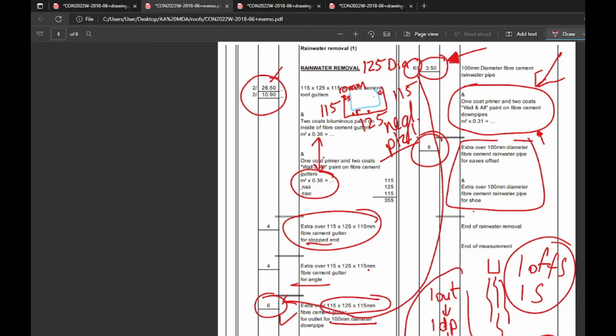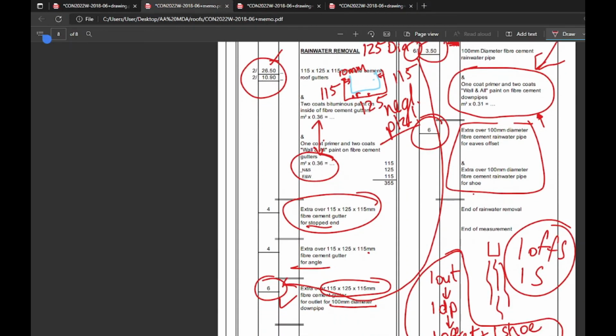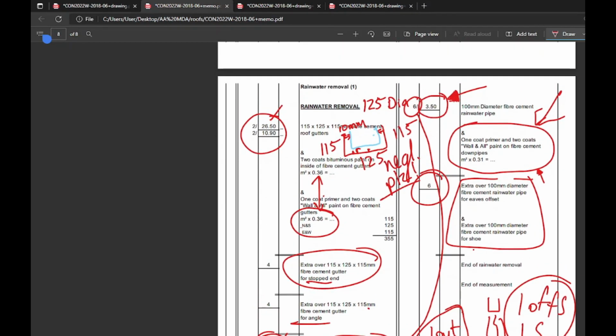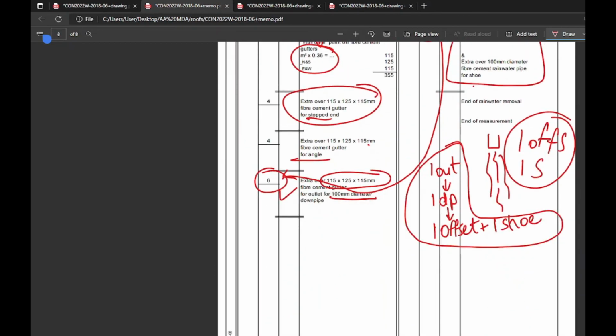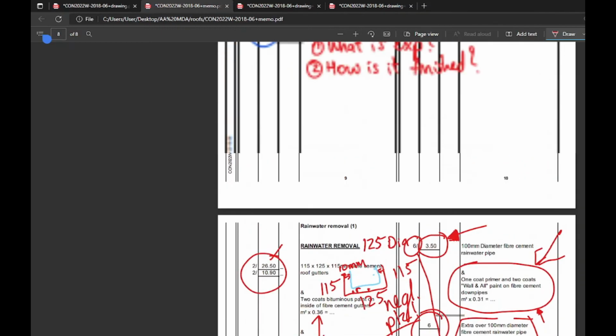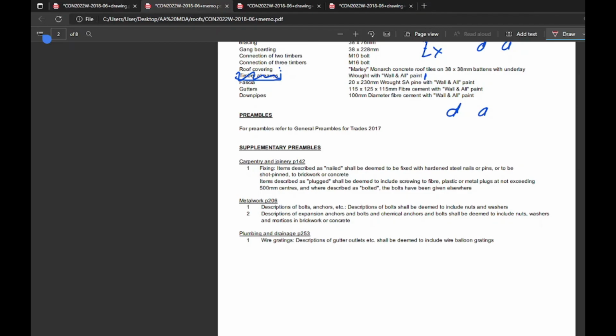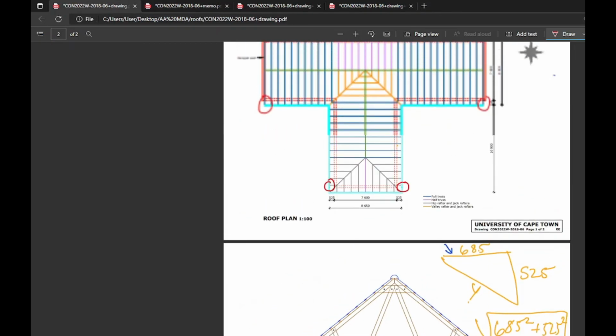That should be in your mind when you get to a section called rainwater removal. And there are some other things to consider, like I said, the stopped end. And that brings us to the end of this measurement. I hope it has been helpful, and I will see you next time.